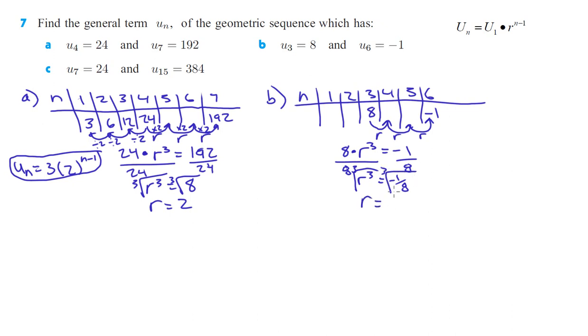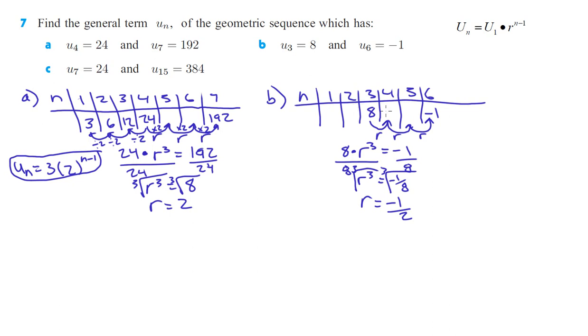So to figure out what r is, we've got to cube root both sides here, and we get that r equals, so probably the easiest way to do this particular one is just take the cube root of -1, which is -1, and then the cube root of 8 is 2. So our rate is -1/2. Okay, so going to the right here, we're multiplying by -0.5.